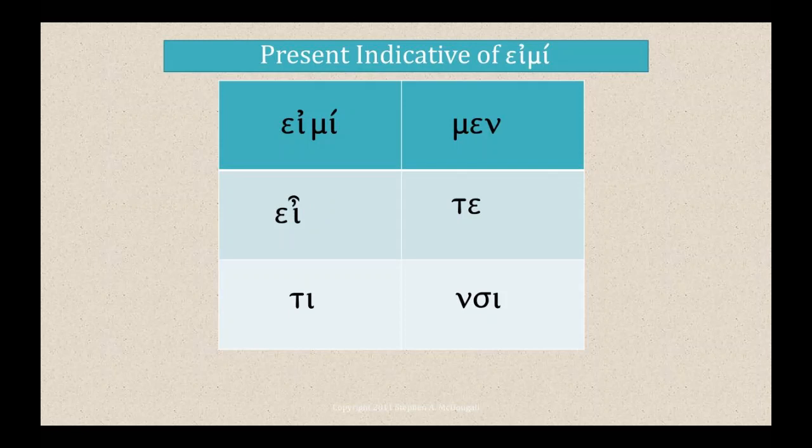So that will be your present indicative, and notice there's no active. So with the verb eimi, there is no voice. It's just present indicative. It's tense and mood, and that's it. It's a stative verb.